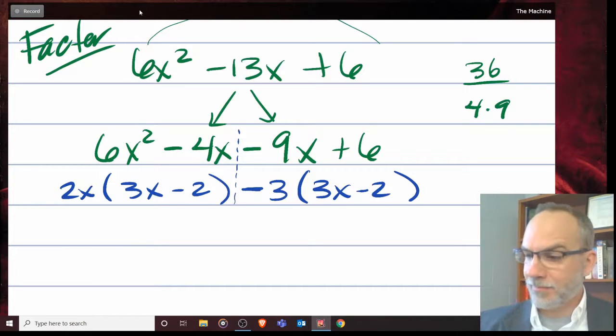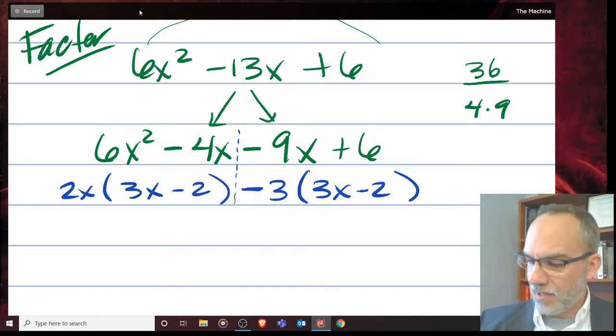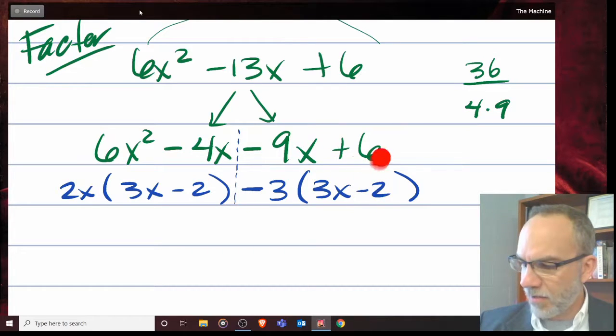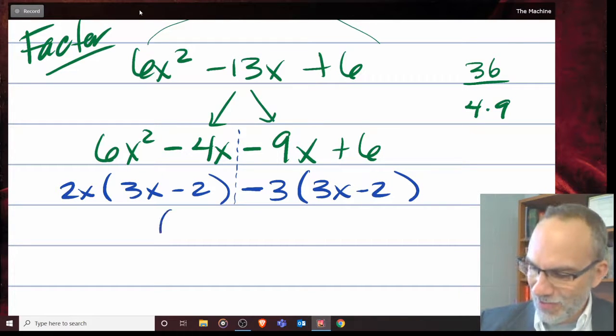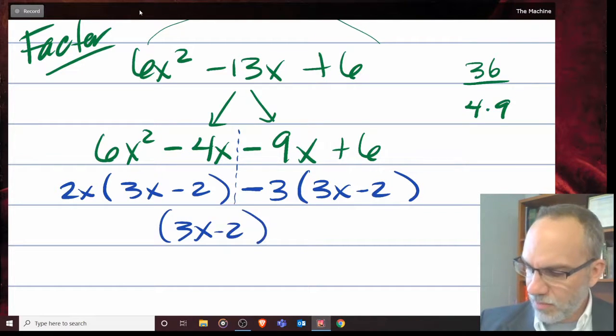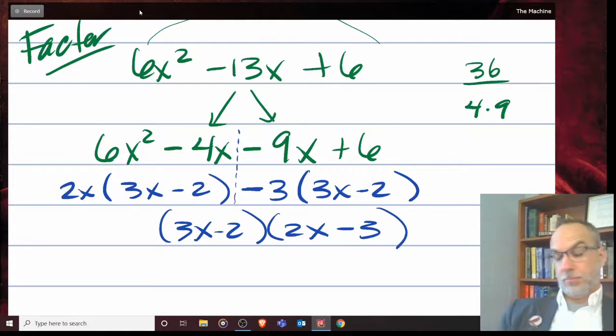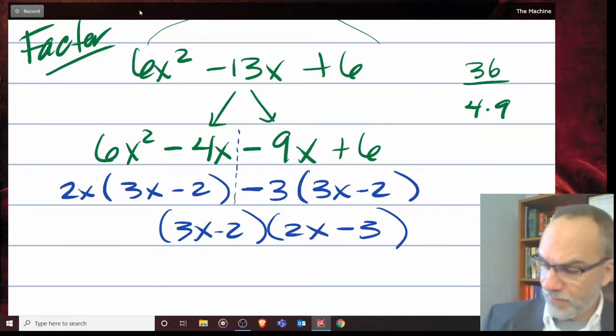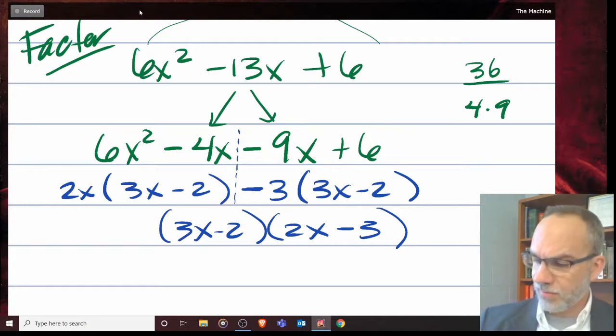Think about that. Let me double check. If I take a negative 3 times a negative 2, does it not give me a positive 6 if I were to multiply it in? Yeah, it does. I'm happy now. So this becomes 3x minus 2 times 2x minus 3. That's so similar, it's almost confusing. But there we go.